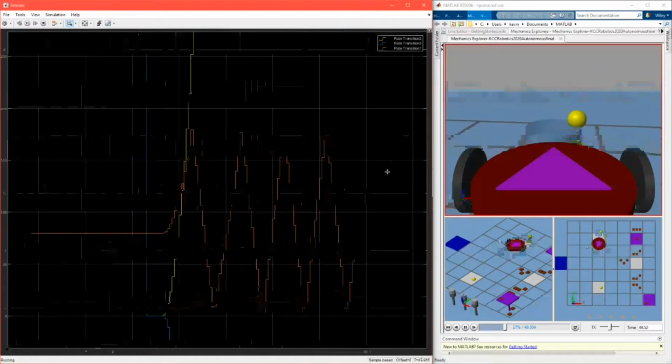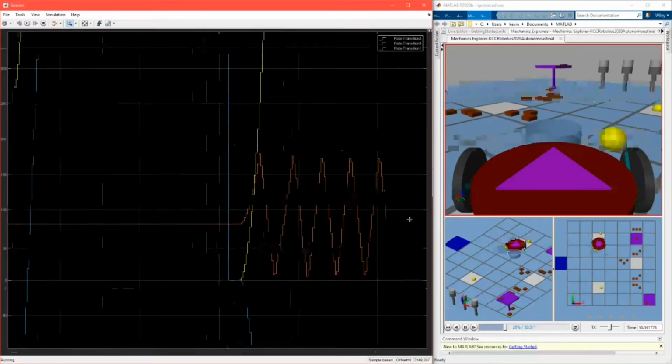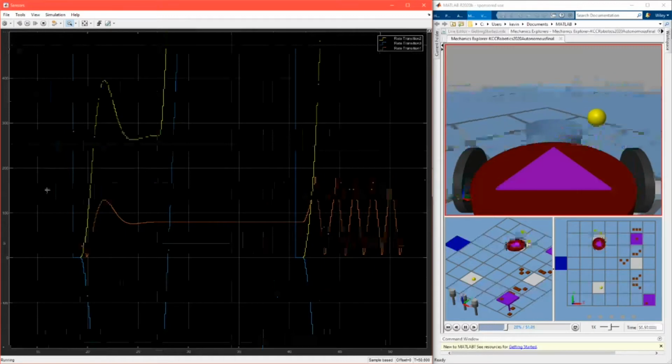The second target is only able to be reached because of the absolute value negative angle target, as you can see by the bounce here.